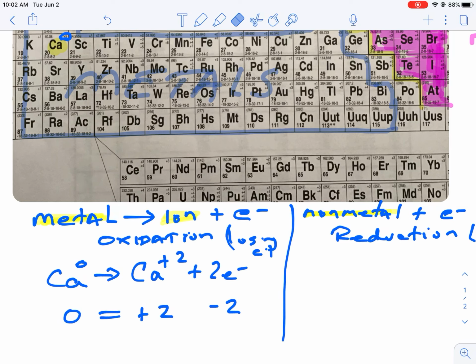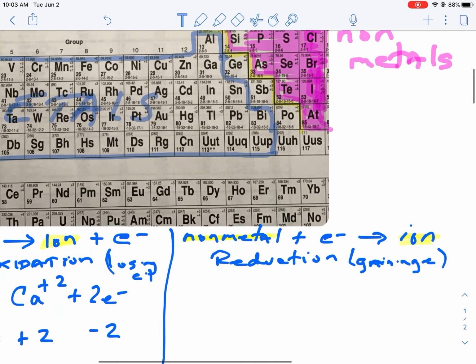That 0 equals 2 minus 2? Well, we don't need to be in high school to figure that one out. We can figure that one out all the way back to grade school. Yes, 2 minus 2 is 0, so we're good. Now, to go on to the other side, we are now going to take a look at a nonmetal.